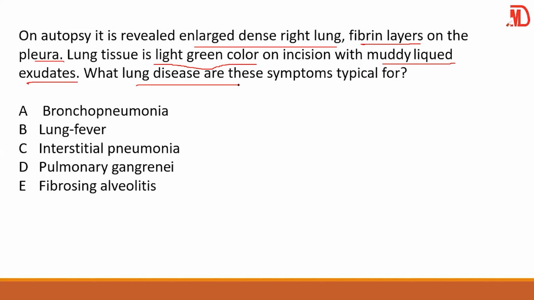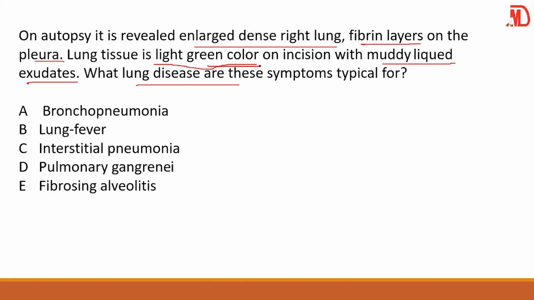So first of all, you must know that there is an inflammation of the small air sacs, also known as the what? The alveoli. Now look at the representation. They are telling us that the lung tissue is what? Light green on excision. And this is typical for lobar pneumonia. I repeat, it is typical for what? Lobar pneumonia. And usually it comes with signs of what?